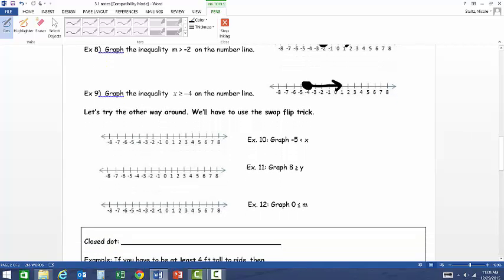So in examples 10 through 12, if you notice, the letter is not on the left side. So do not graph it yet. You have to do the swap flip trick. So let's do that very quickly. We're going to swap places and we're going to flip our sign. Just like that. And then go ahead and circle your answer so you don't use the wrong inequality to graph. And we're going to graph these 3.